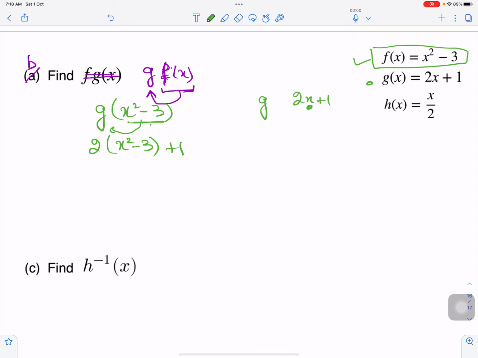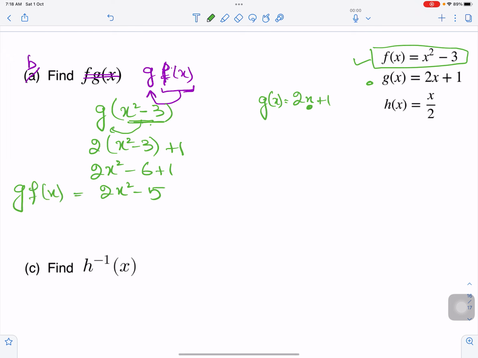I hope you understood. This is my function g of x. So this thing will go in place of x in function g. And then I will simply expand it. 3 twos are 6 plus 1. So it is 2x square minus 5. So this is actually your g of f of x.